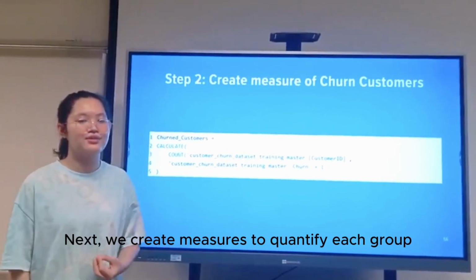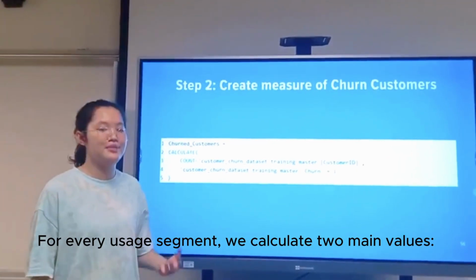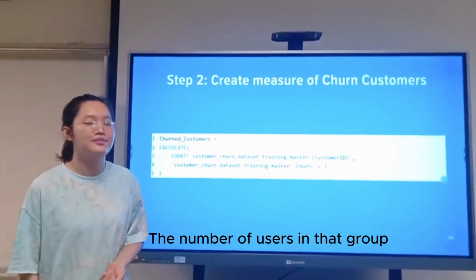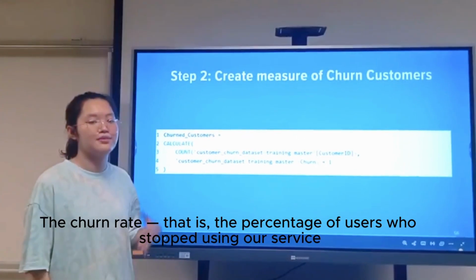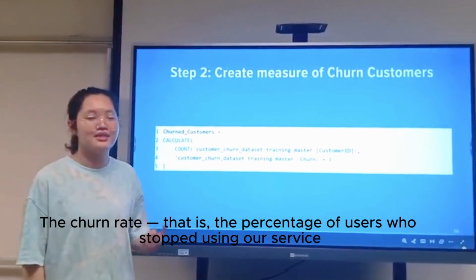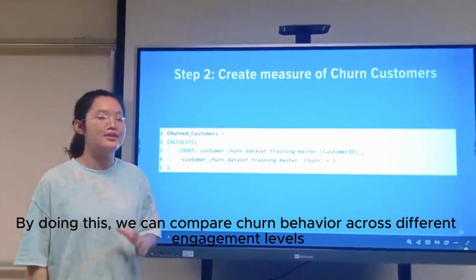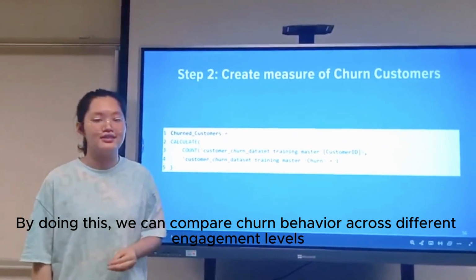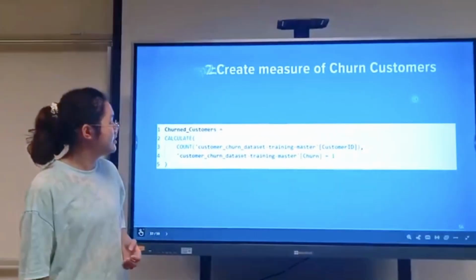Next, we created a measure to quantify churn. For every usage channel, we calculate two main values: the number of users, and the churn rate, that is, the percentage of users who stop using our service. By doing this, we can compare churn behavior across different engagement levels.